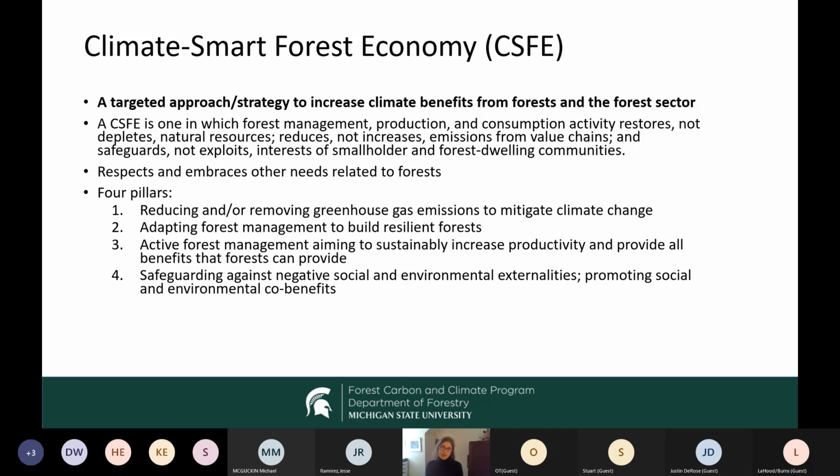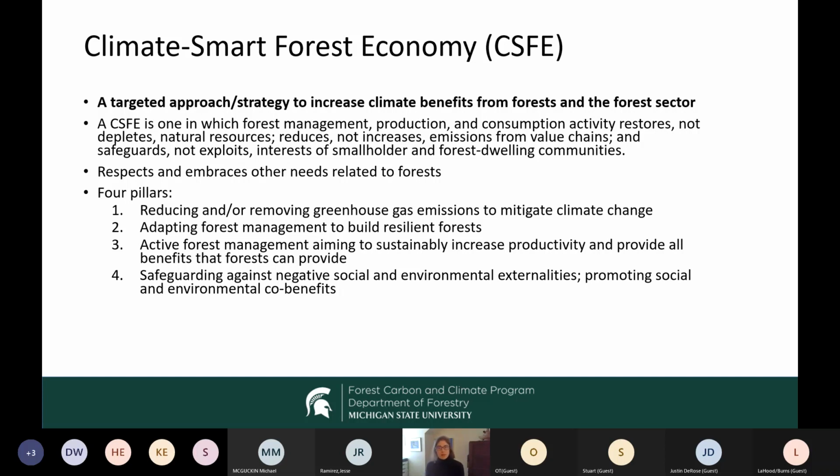So, climate smart forest economy. Related to this is a targeted strategy to increase the climate benefits from forests and the forest sector, one in which forest management, production, and consumption activity restores, not depletes, natural resources, reduces, not increases, emissions from value chains, and safeguards, not exploits, the interests of smallholder and forest dwelling communities. So this is a global term that can be used globally to refer to forest ecosystems in all different forms.